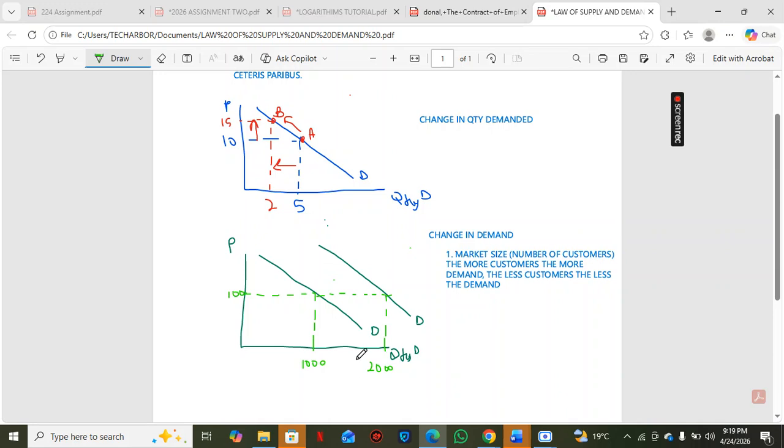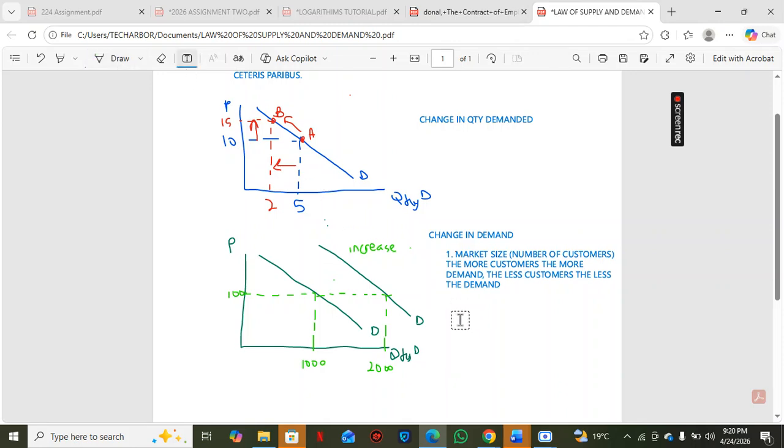Okay. And the opposite is true. If your market size drops, demand for your good is going to drop. So as you can see here, what I've illustrated is an increase in demand. This is an increase in demand. The curve shifts to the right. That's an increase in demand.